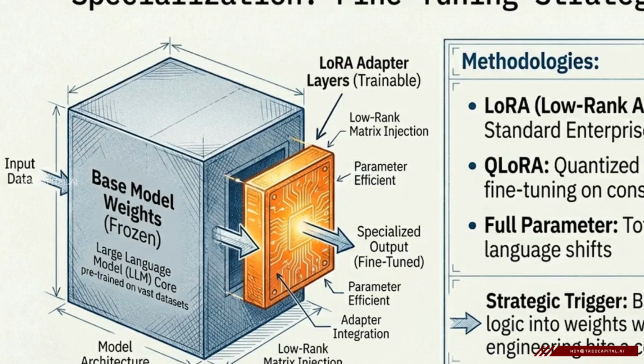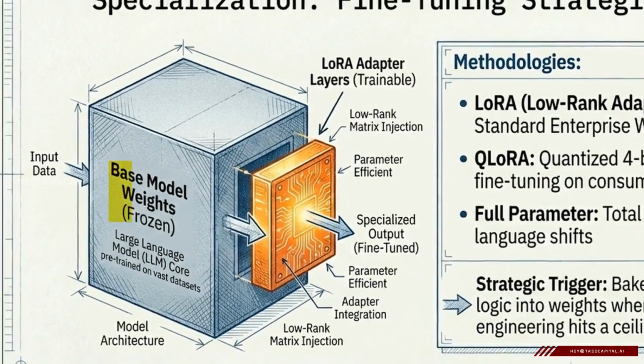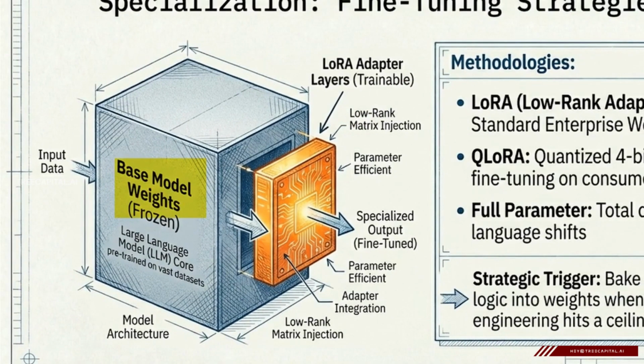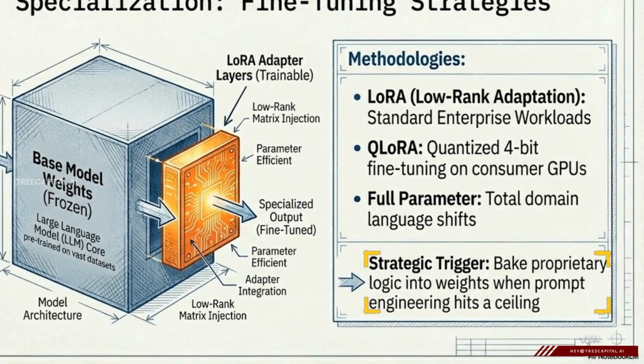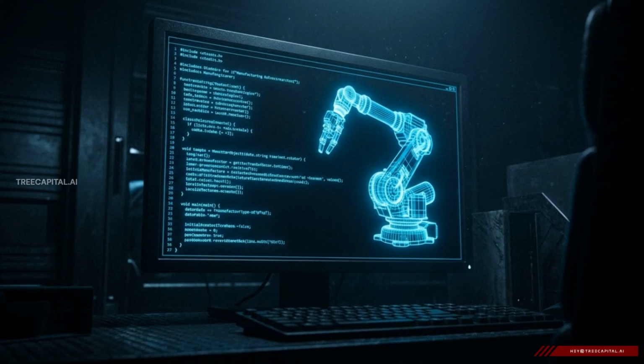This diagram shows a PEFT methodology called LoRA. It injects specialized matrices into the model, baking proprietary jargon into the weights. Because this logic is part of the weights, it reduces prompt token overhead. In production, this can cut compute costs by up to 60%. Fine-tuning sets a new cognitive baseline, specializing the model for a specific trade.